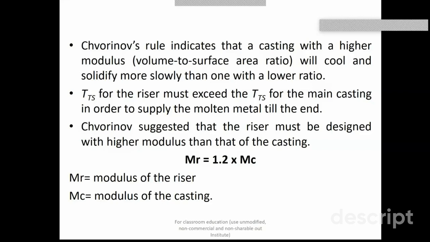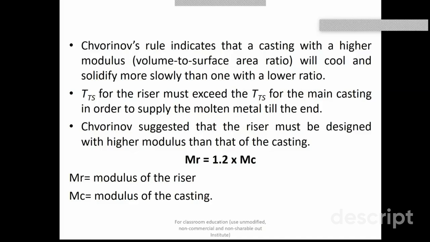So Chvorinov further suggested that the riser must be designed with higher modulus than that of the casting, and how much more, it should be greater than the modulus of your casting. So he empirically obtained that the modulus of the riser should be equal to at least 1.2 times the modulus of your casting, where MR is the modulus of the riser and MC is the modulus of the casting.